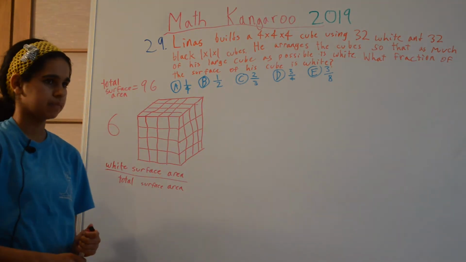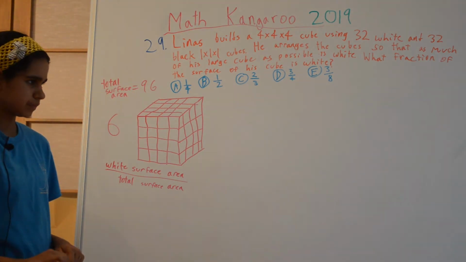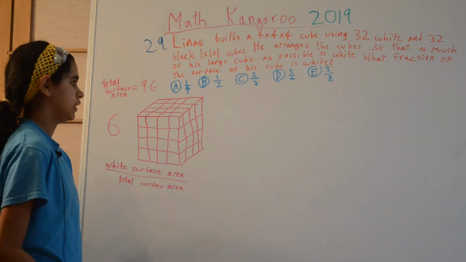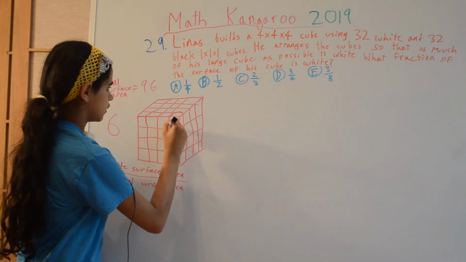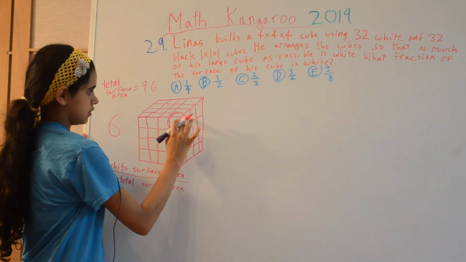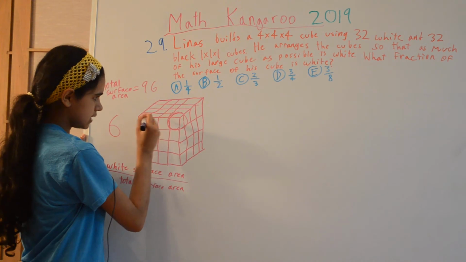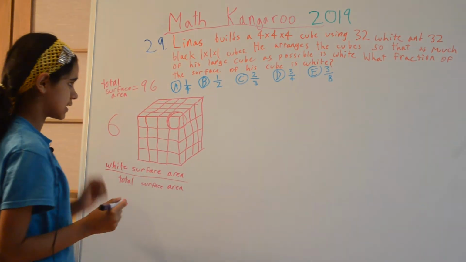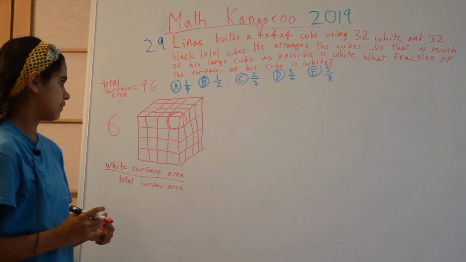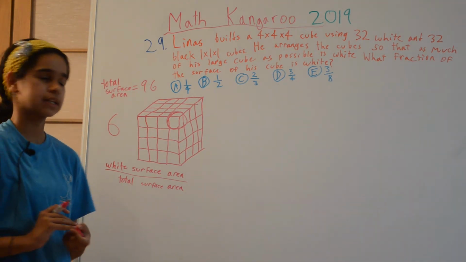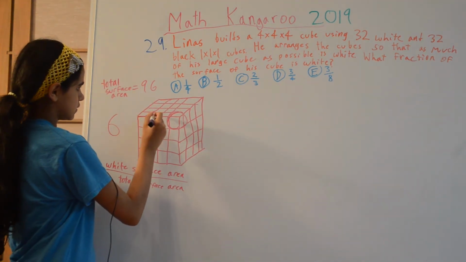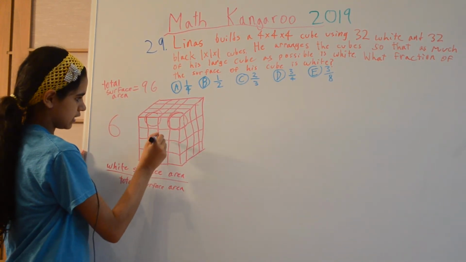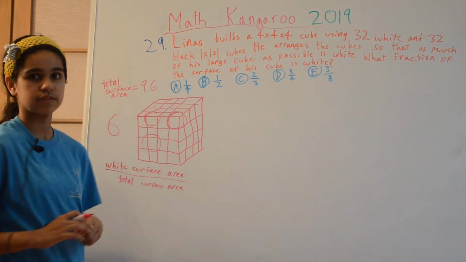When we count the surface area, not all the outer cubes are equal. If we look at this corner cube, it gets counted 3 times in the surface area: once as part of this face, once as part of this face, and once as part of this face. So Linus is definitely going to want to make the corners white, since they get counted 3 times. The edges get counted twice, like this one, on this face and on this face. And anything in the middle, like this one, just gets counted once on whatever face it's on.